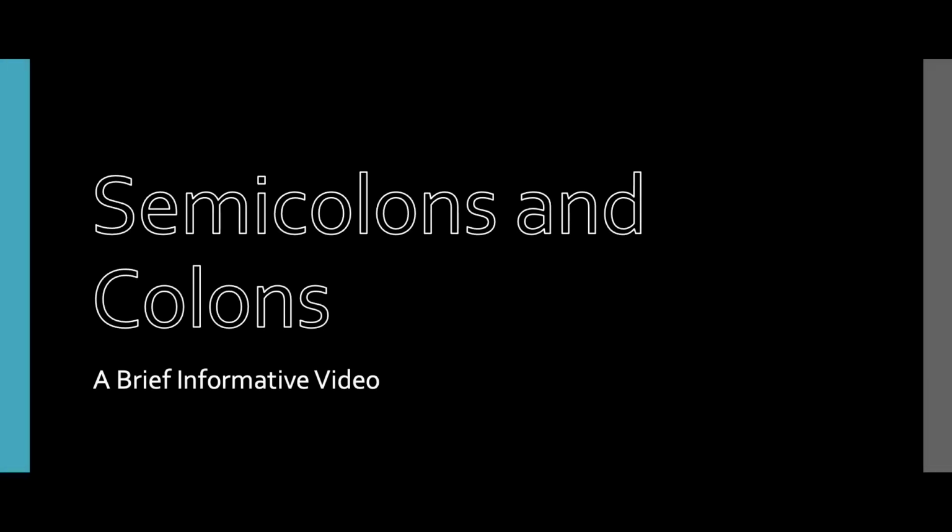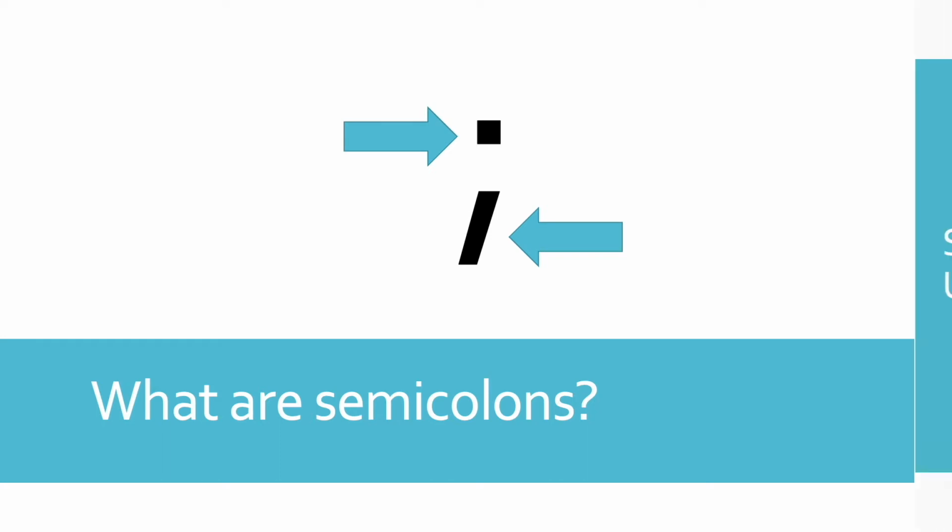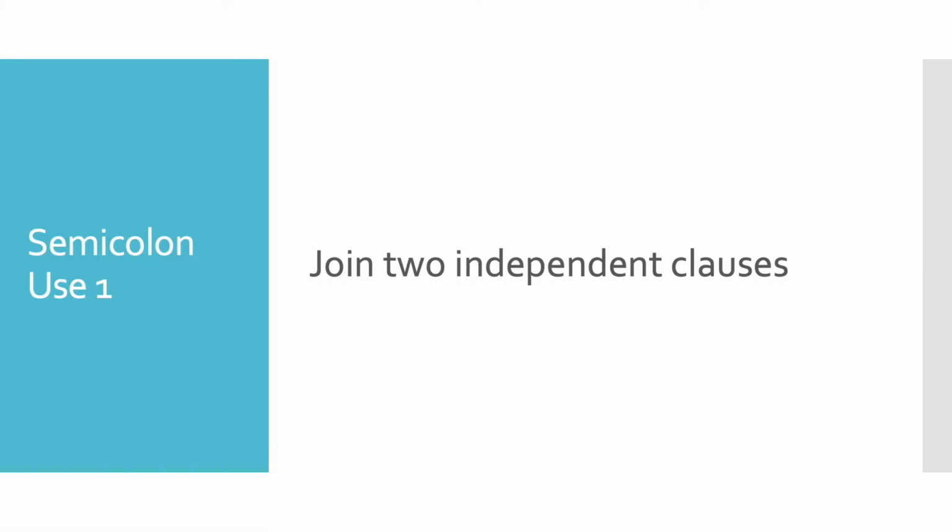In this video, we'll be taking a look at how to correctly use semicolons and colons. Let's start with semicolons. Semicolons look like a comma with a period on top, and this image provides a clue to their first use. These don't separate sentences as thoroughly as periods, but they are a bit stronger than commas. And this ties into the first and main use of semicolons, which is joining two independent clauses.